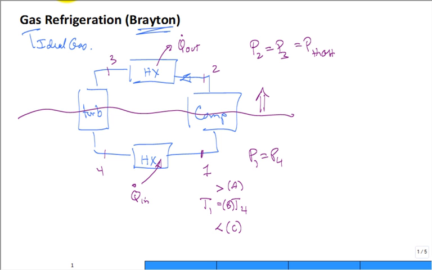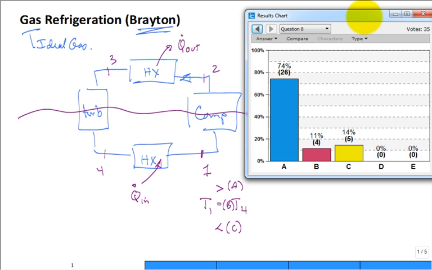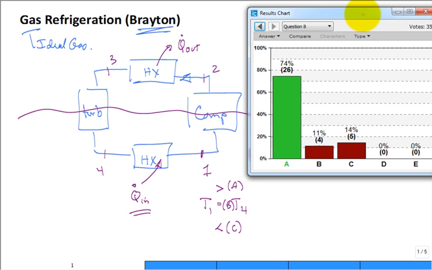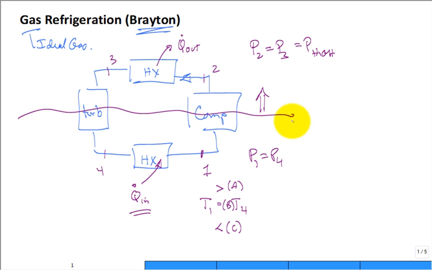Everybody in? All right, let's take a look. Temperature 1 is higher than temperature 4 because you're adding heat. If you're adding heat into an ideal gas, is the temperature of the ideal gas going to change? In the ideal gas, it's not changing pressure, just adding heat? Yeah, it's going to go up. So A is correct. All right, let's ask a similar question.